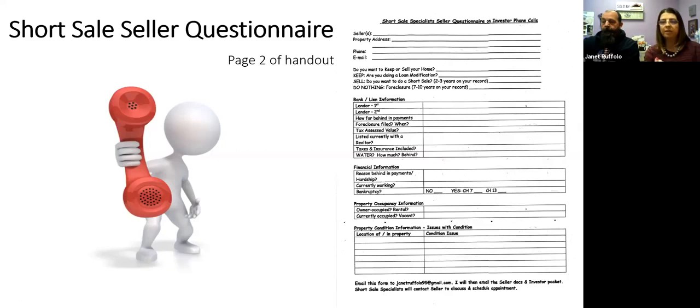You want to know the status of the home. Is it vacant? Is it occupied? Are there tenants there? That makes everything fun when you're trying to sell a house with tenants. And you'll notice I've asked nothing really about the house besides the address. I many times will just say, are there any repairs that are needed? Can you tell me a little bit about the condition of the house?